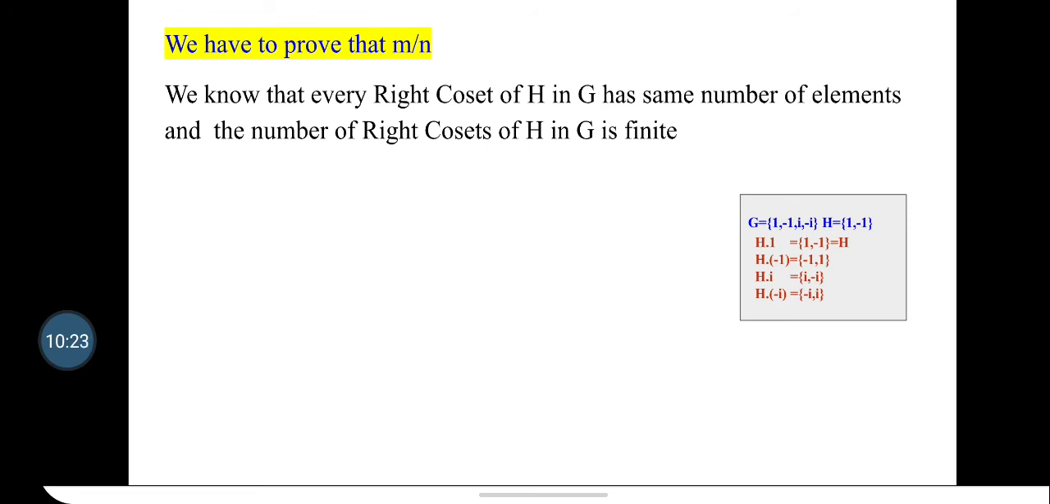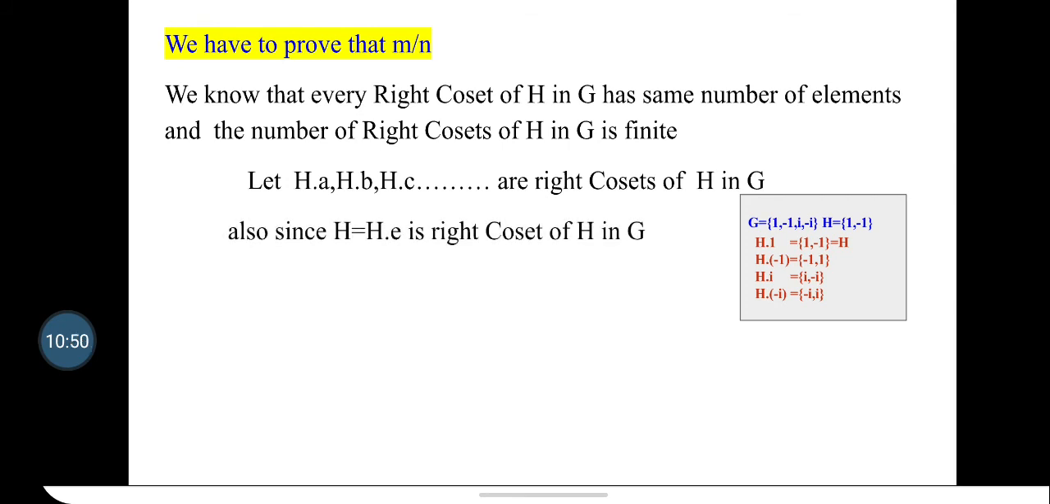And the number of right cosets of H: here 4 right cosets are there. If you take distinct ones, they are 2. Anyhow, both are finite. So that is the meaning of the second line here. Now, let H into a, H into b, H into c and so on be the right cosets of H in G, just like H into 1, H into minus 1, H into i, H into minus i.